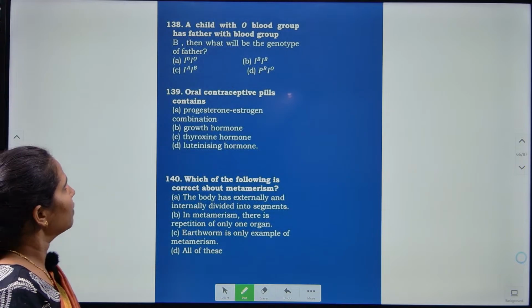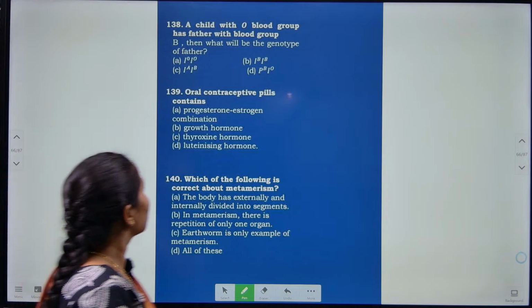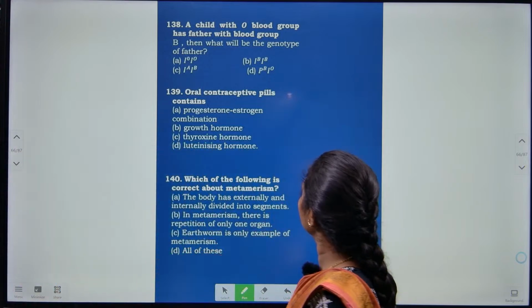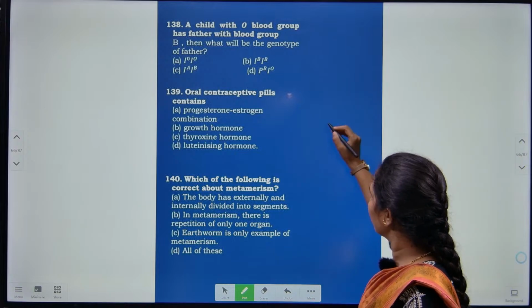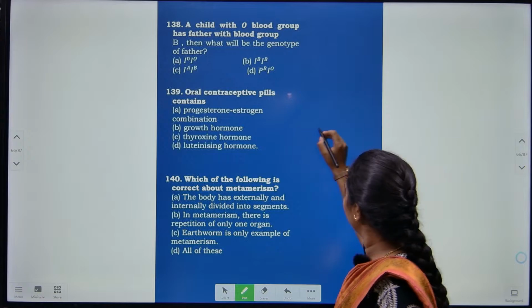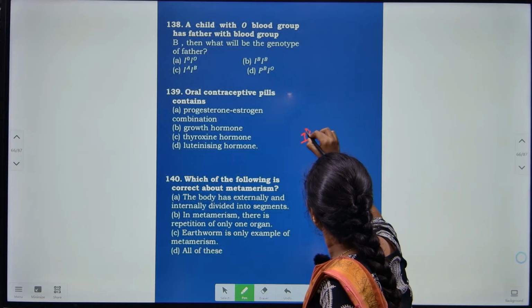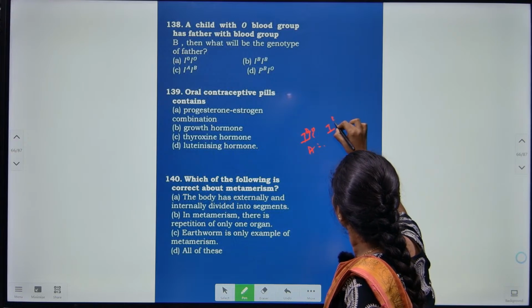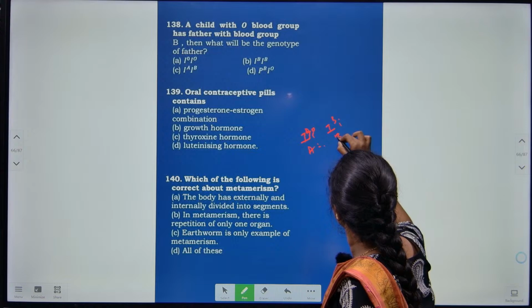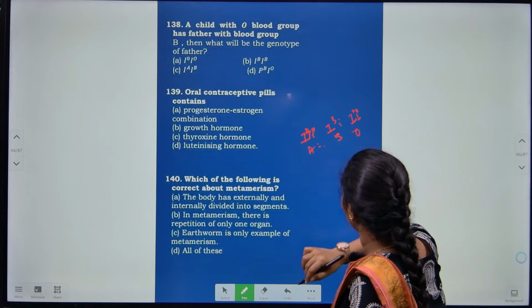Next, a child with O blood group has a father with blood group B, then what will be the genotype of the father here? Now if you consider the genotype of the mother, there are three possibilities. One is IA, that is A blood group, second one is IB, that is B blood group, and third one is the homozygous, that is O blood group here.